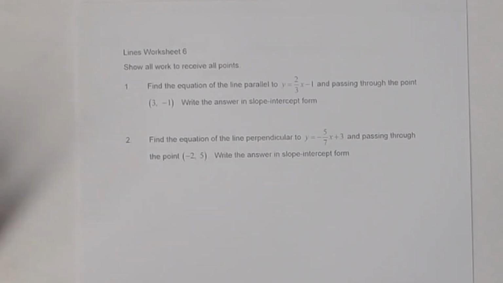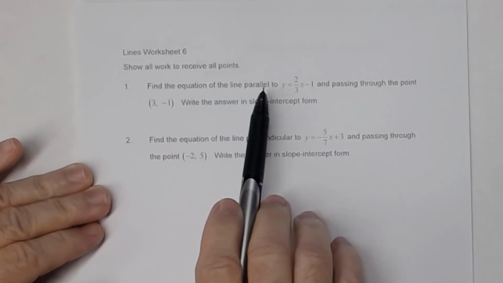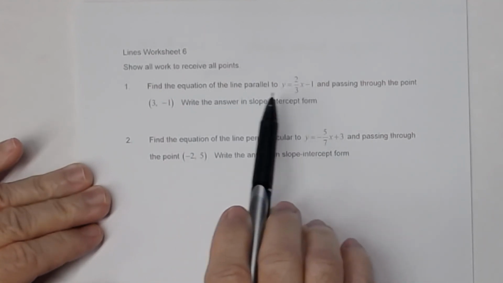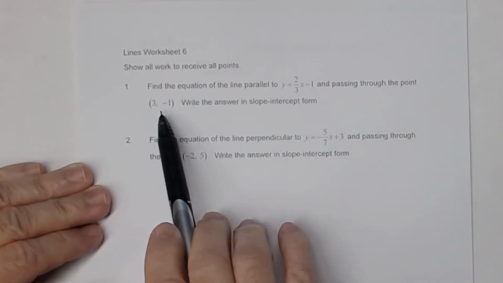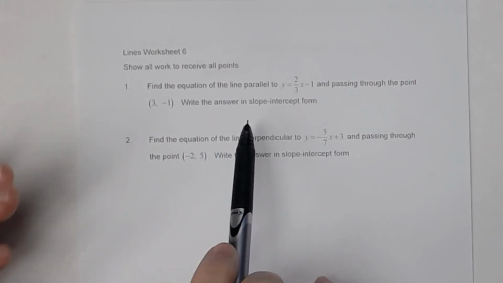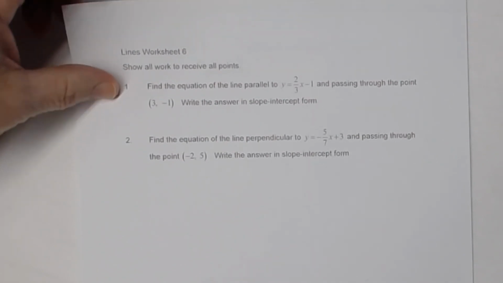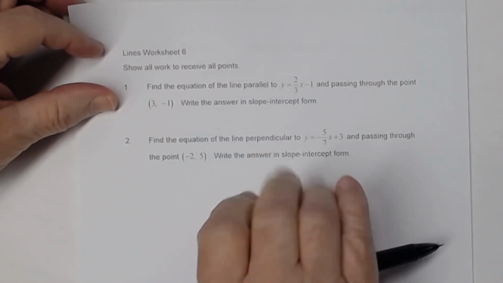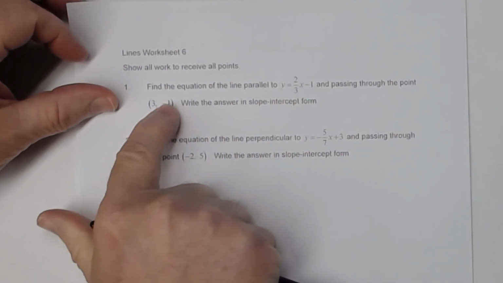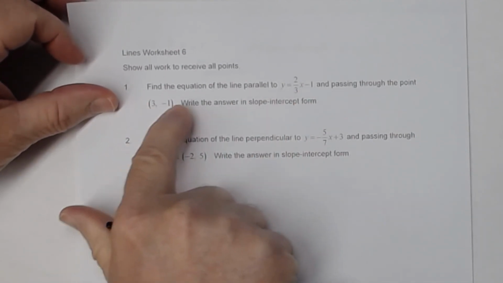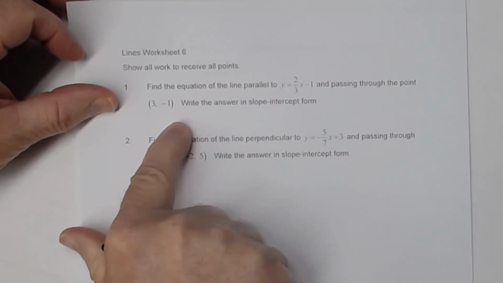Okay, so in number one, you're given that you want to find the equation of the line that is parallel to this line, and that line you're interested in passes through the point (3, -1). And you want to write the equation in slope-intercept form. Okay, so you have to remember that these two lines, the one where the equation is given and the other one where all you're told is a point on that line, are parallel. So you have to remember that parallel lines have the same slope.